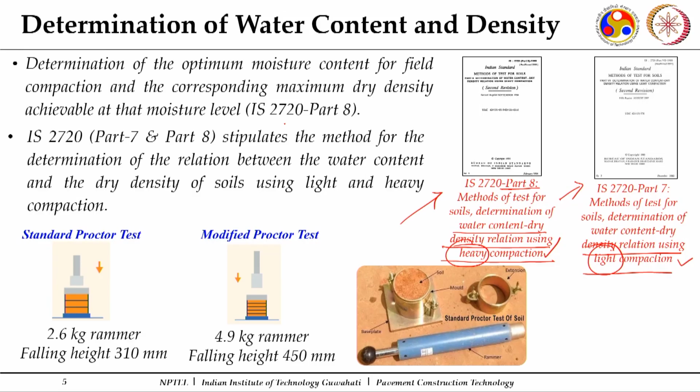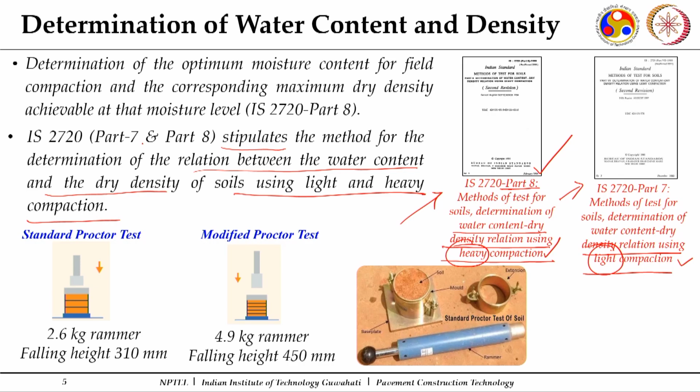This test helps us to determine the optimum moisture content and the corresponding maximum dry density. For most highways, we look for the determination of optimum moisture content and maximum dry density as per heavy compaction. So, it stipulates the method for the determination of the relationship between the water content and the dry density of soils using light and heavy compaction.